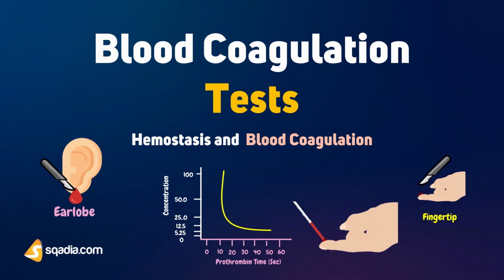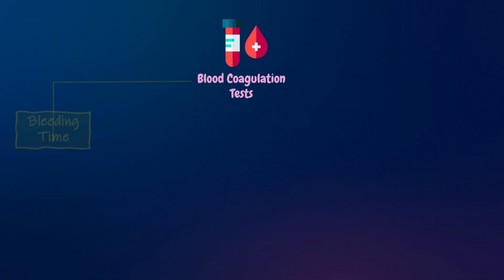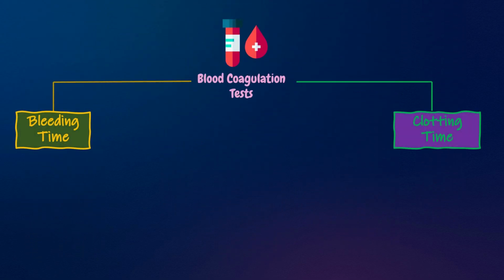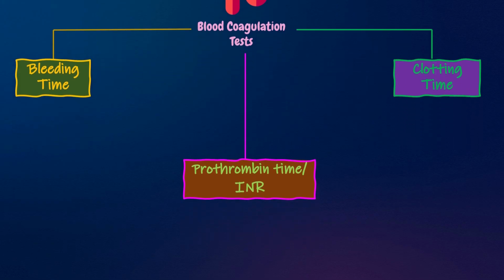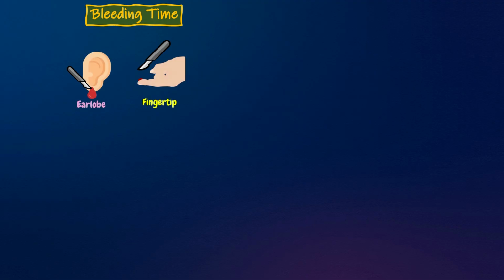In this section, we will talk about the blood coagulation tests in detail. Blood coagulation tests include bleeding time, clotting time, prothrombin time, and international normalized ratio. Moving towards bleeding time, when a sharp-pointed knife is used to pierce the tip of the finger or earlobe.